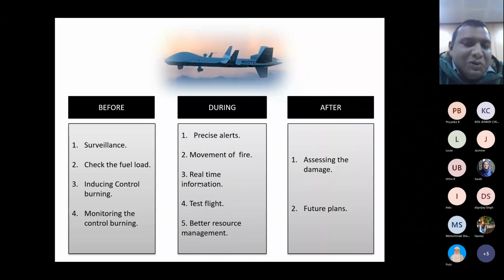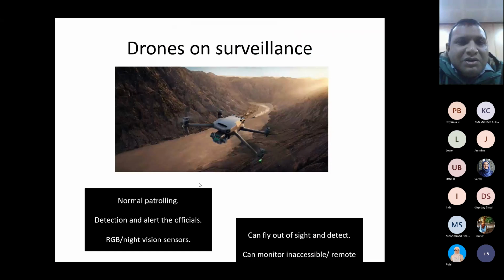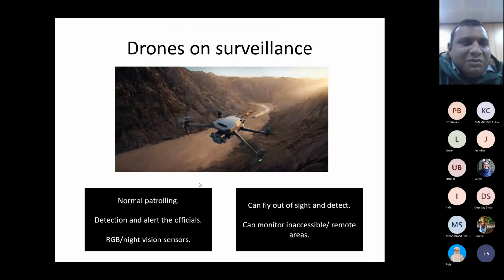And once the fire has happened, there are two very important things we do. We assess the damage, what damage the fire has caused. There drones will play a very important role, and for the future we can also plan how to work it out. Very briefly, we'll just see. So drones on surveillance: we just fly the drone above the area. If we find a fire, whether by thermal image or by some smoke we detect, we immediately inform the local forest official, and we can ask them to take immediate action.